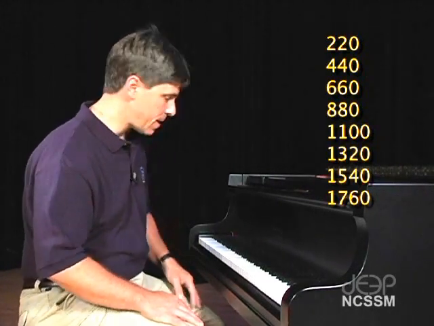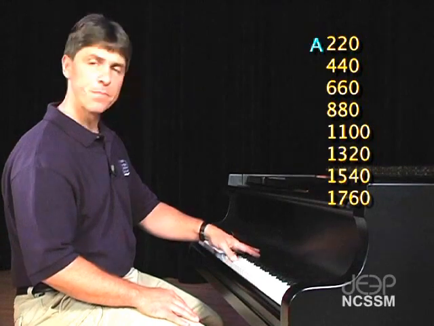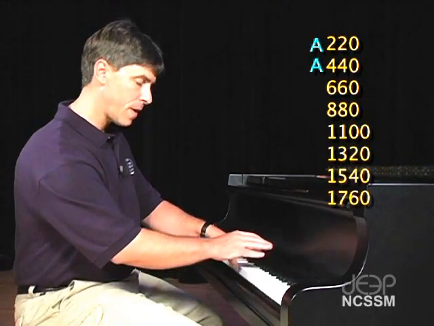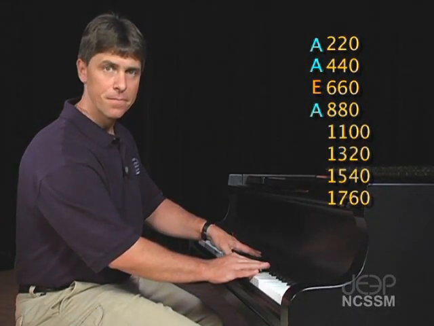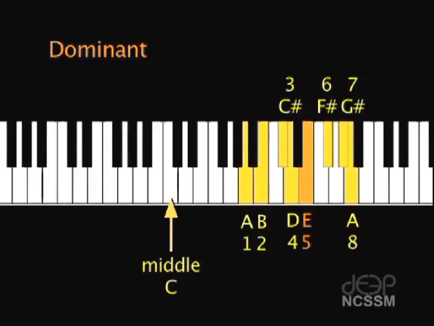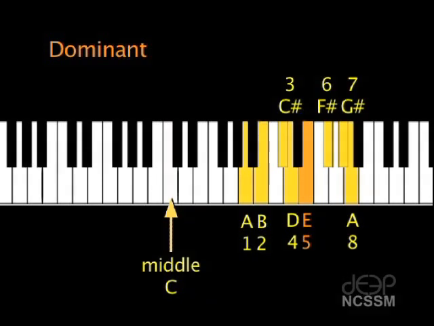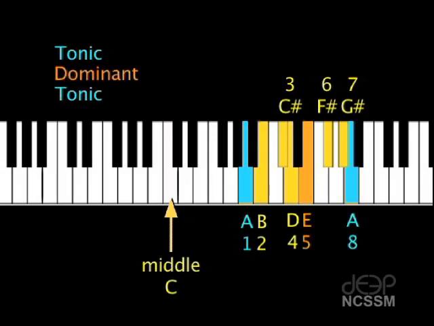First, there's the frequency 660. It is the pitch E. 220, 440, 660, 880. Note that E is the 5th or dominant note in the A major scale. So, clearly the first 3 harmonics are closely related to the A major scale. They are the tonic, dominant, and tonic notes.